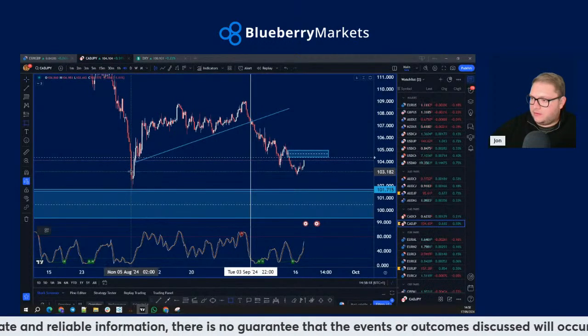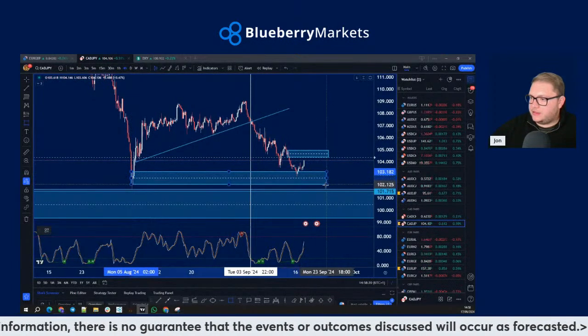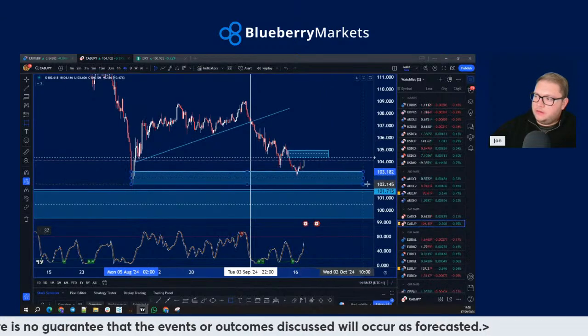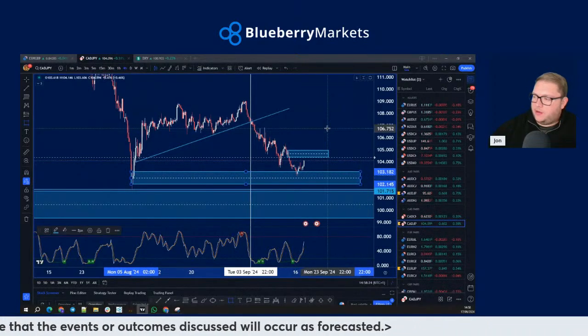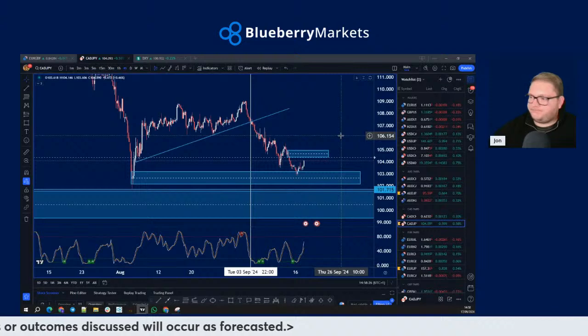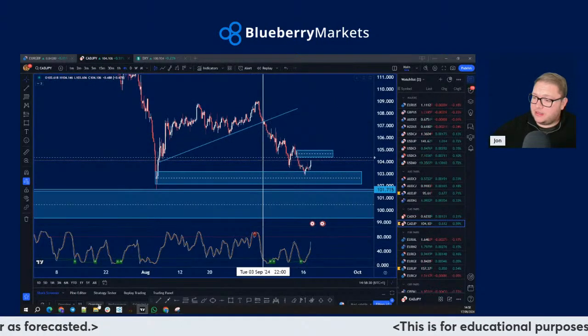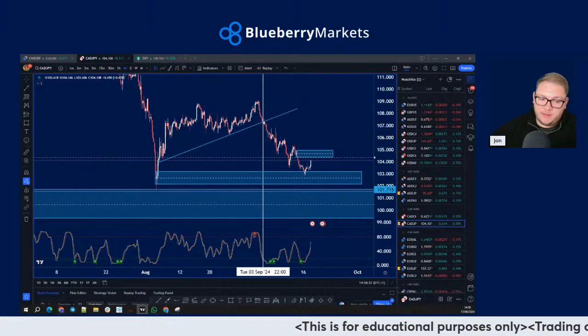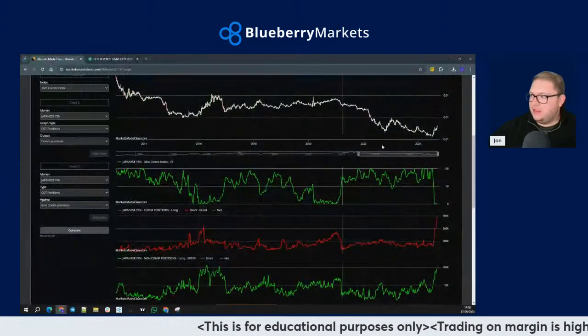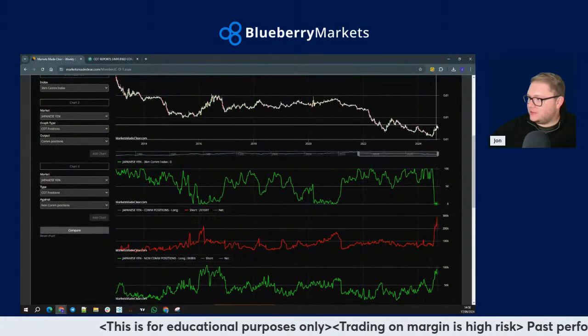Arguably as well, we have come into this support zone here. So maybe buying yen could be a little bit tricky. We do have a BOJ decision as well at the end of the week. I might have just talked myself out of this trade. Might have just talked myself out of it.